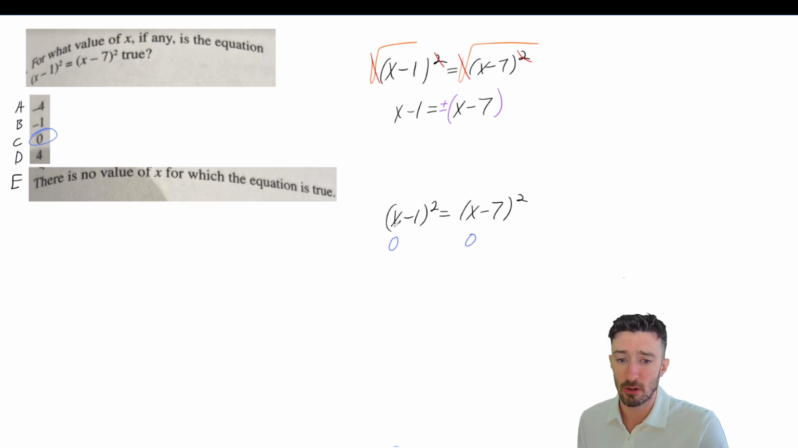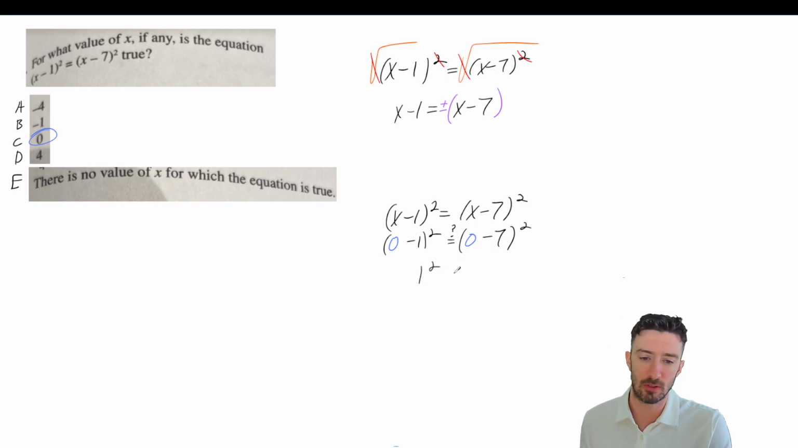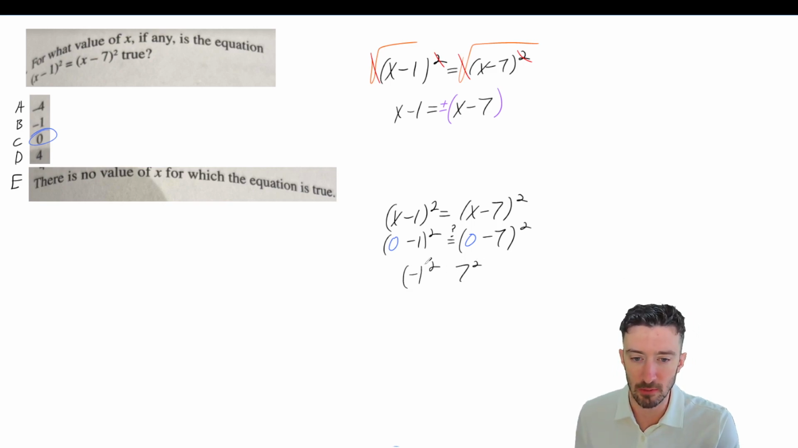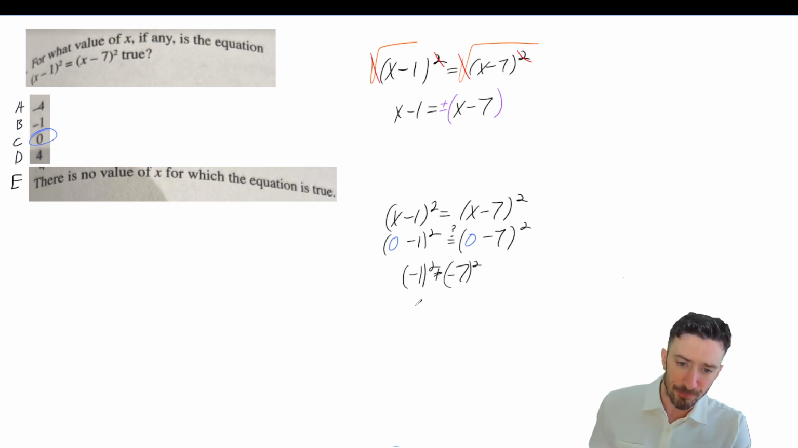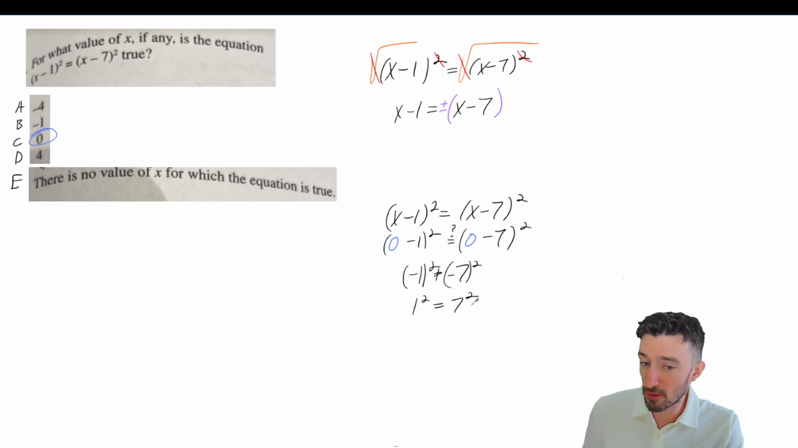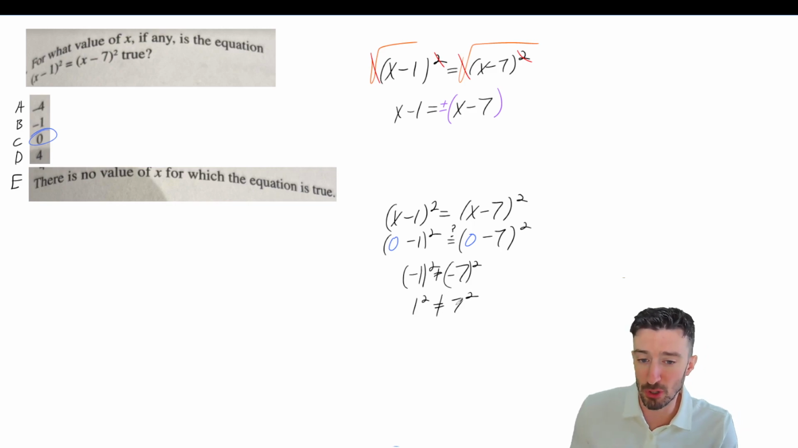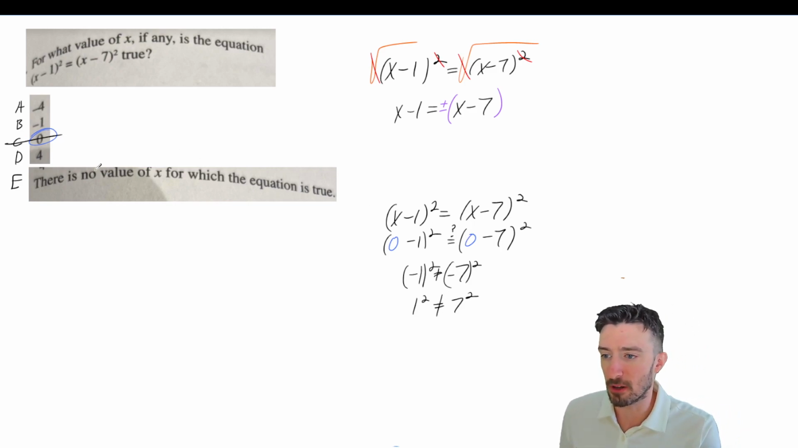If I were to plug in 0, I get (0 − 1)², and I'm checking to see if that's equal to (0 − 7)². That's not going to happen. That's (−1)² and (−7)², but regardless, you could actually change that to 1² equals 7². Anyway, that's definitely not true, so that means it's definitely not 0.